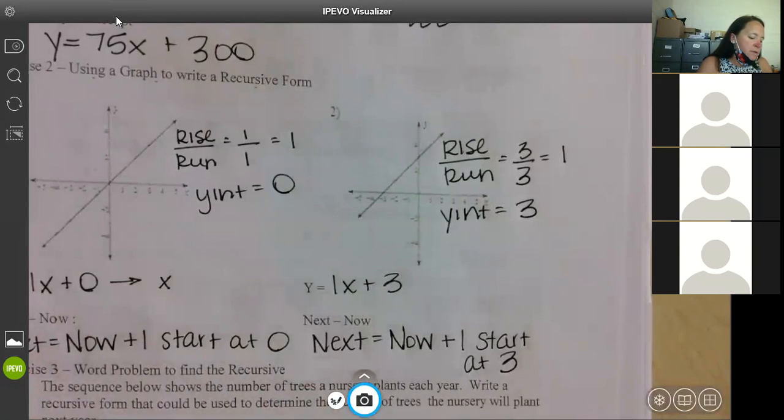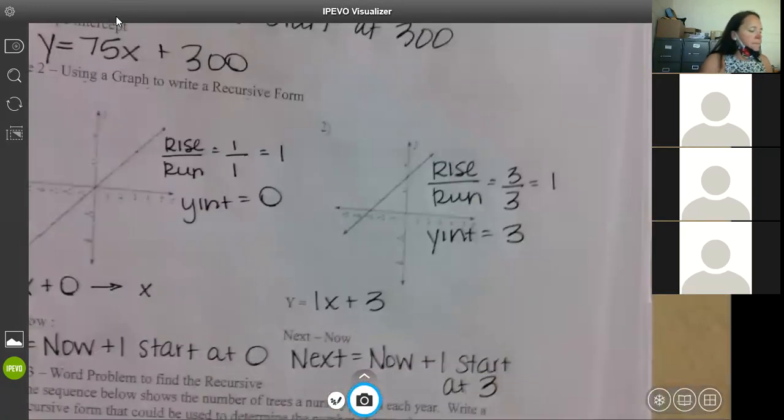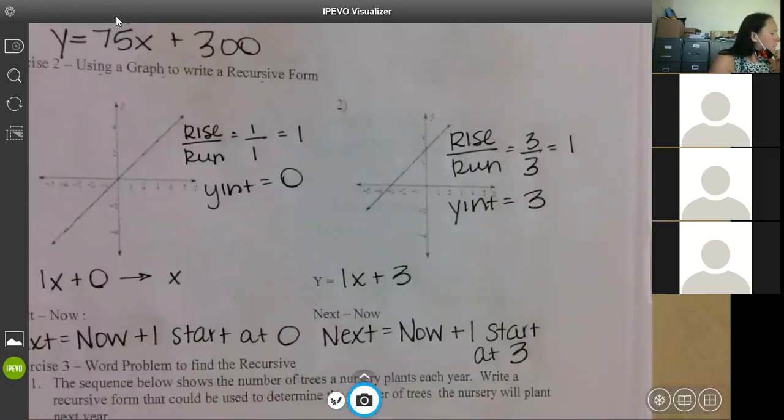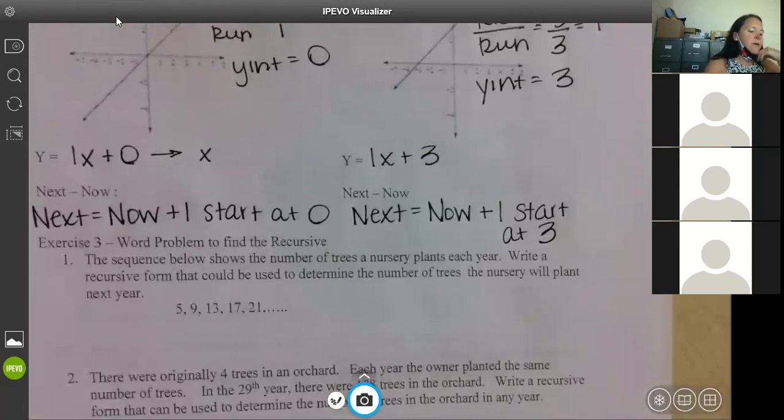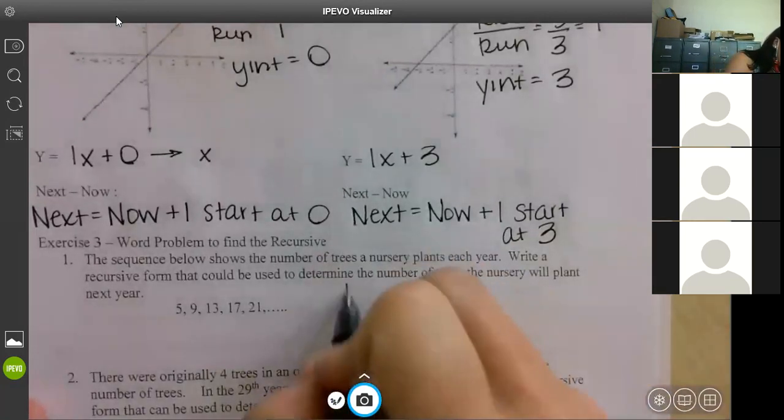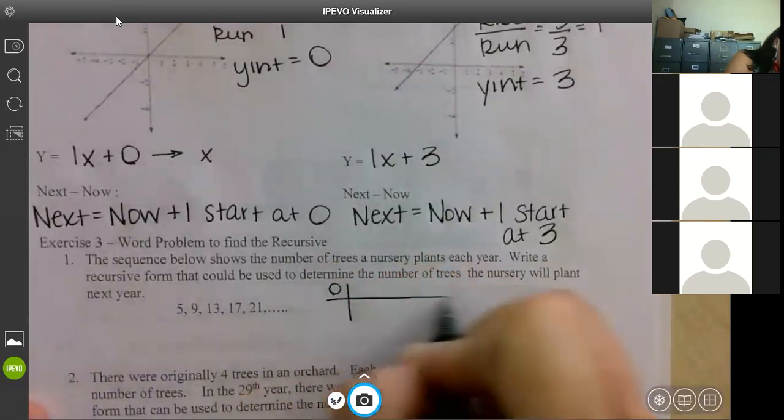All right. I'm going to keep going. All right. So the sequence below shows the number of trees a nursery plants each year. Write a recursive form that can be used to determine the number of trees the nursery will plant next year. All right. So I'm going to make this into a chart to make it a little easier.